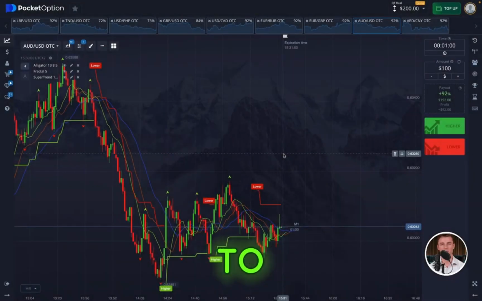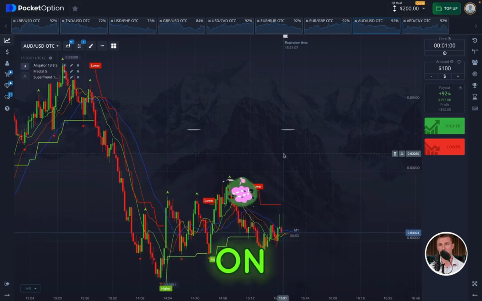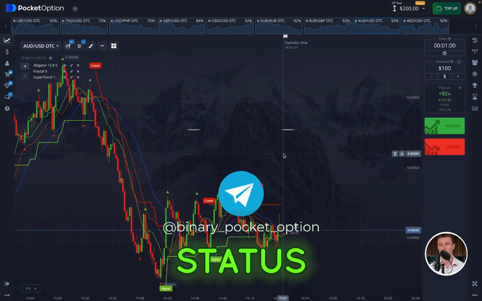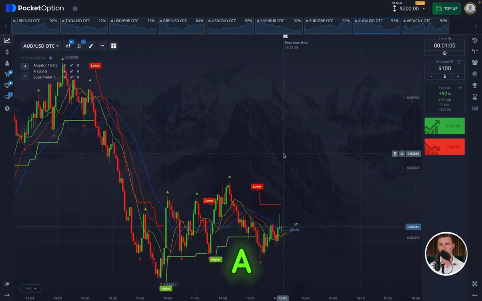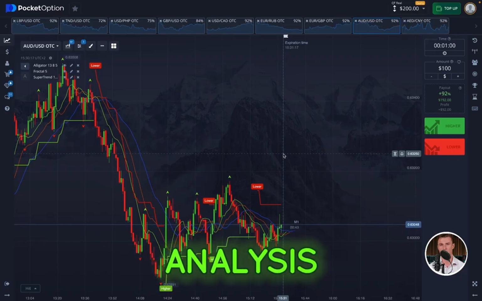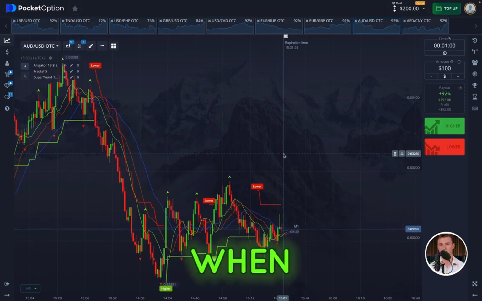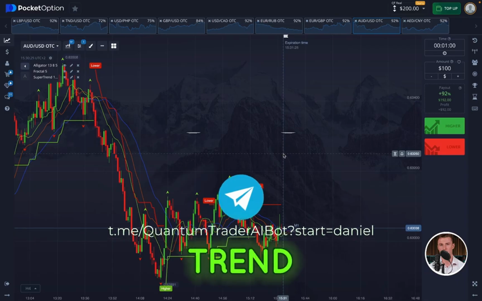So let's get to our trading. Today, I will trade on intra-exchange quotes, and that means that on all the currency pairs I've selected, there is a status OTC, and also I've already made a detailed and qualitative analysis of the market for the last period of time. And when trading on the OTC market, I always try to trade with the trend, and today will not be an exception.